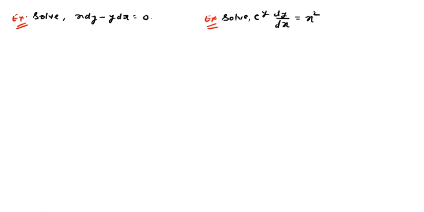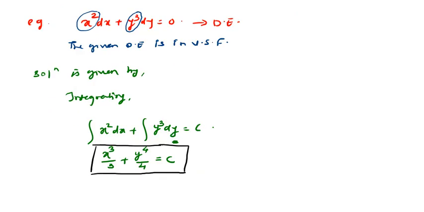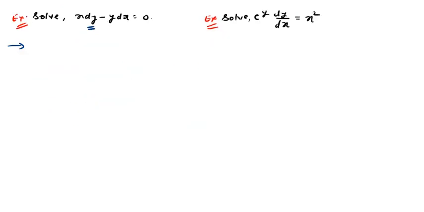To solve such a differential equation, first we need to identify whether this is in variable separable form or not. If you see here, in dy, what should be there? Strictly, the dy coefficient should be a function of y alone and the dx coefficient should be a function of x alone. In our given example, the coefficient of dy is x and the coefficient of dx is y, so we need to simplify it first.